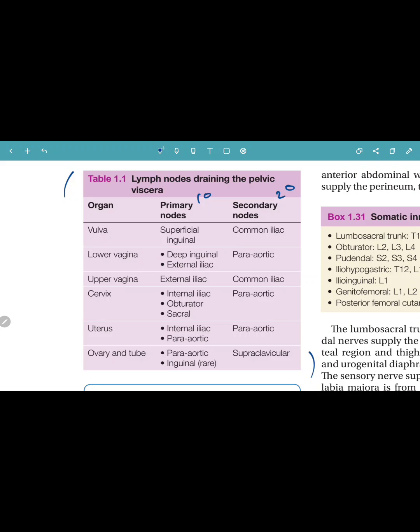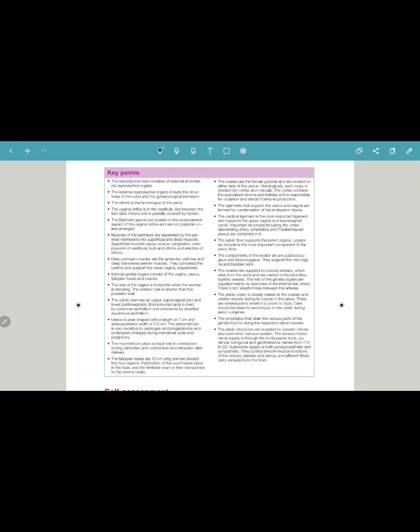Then the uterus will be draining into your internal iliac nodes primarily, para-aortic nodes primarily, okay, and secondarily also para-aortic. So ovarian tube will be draining into para-aortic primarily, inguinal very rarely, and supraclavicular secondarily. So let's look at the key points of this chapter.